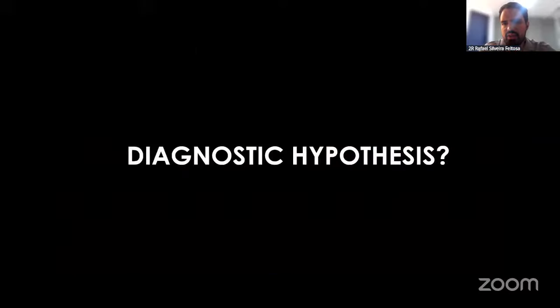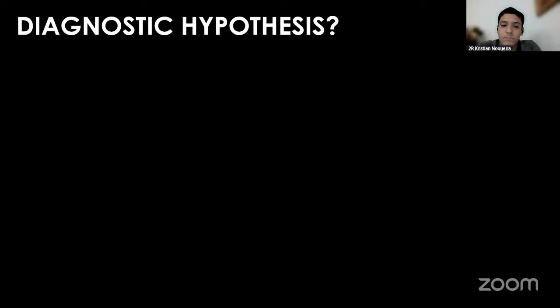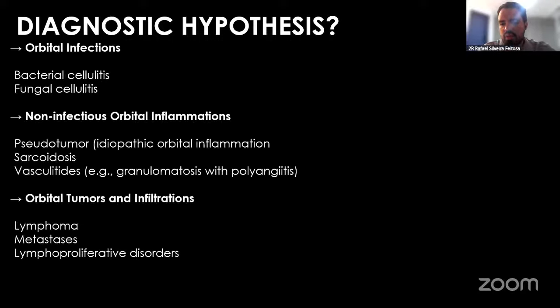So, for diagnostic hypothesis, good evening, everyone. My name is Christian Nogueira. I'm a second-year resident here at the service. We have to think of orbital infections like bacterial or fungal cellulitis, non-infectious orbital inflammations such as pseudotumor, sarcoidosis, vasculitis, and orbital tumors and infiltrations like lymphoma, metastasis, and lymphoproliferative disorders. In fact, these were our initial hypotheses.